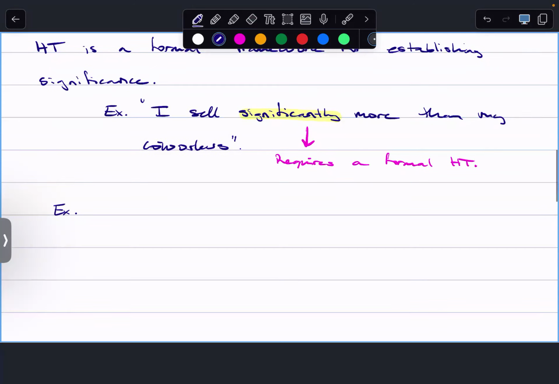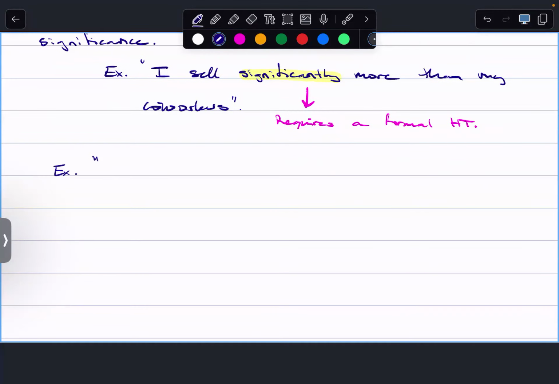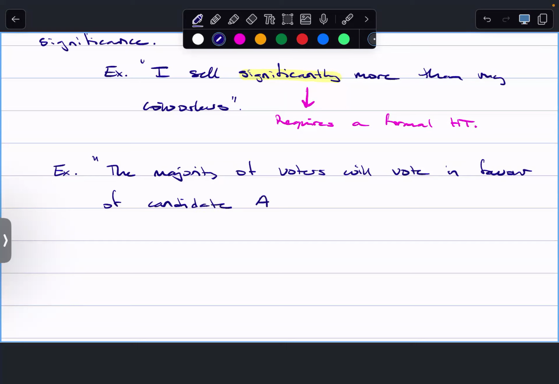Another example: the majority of voters will vote in favor of candidate A, whatever.